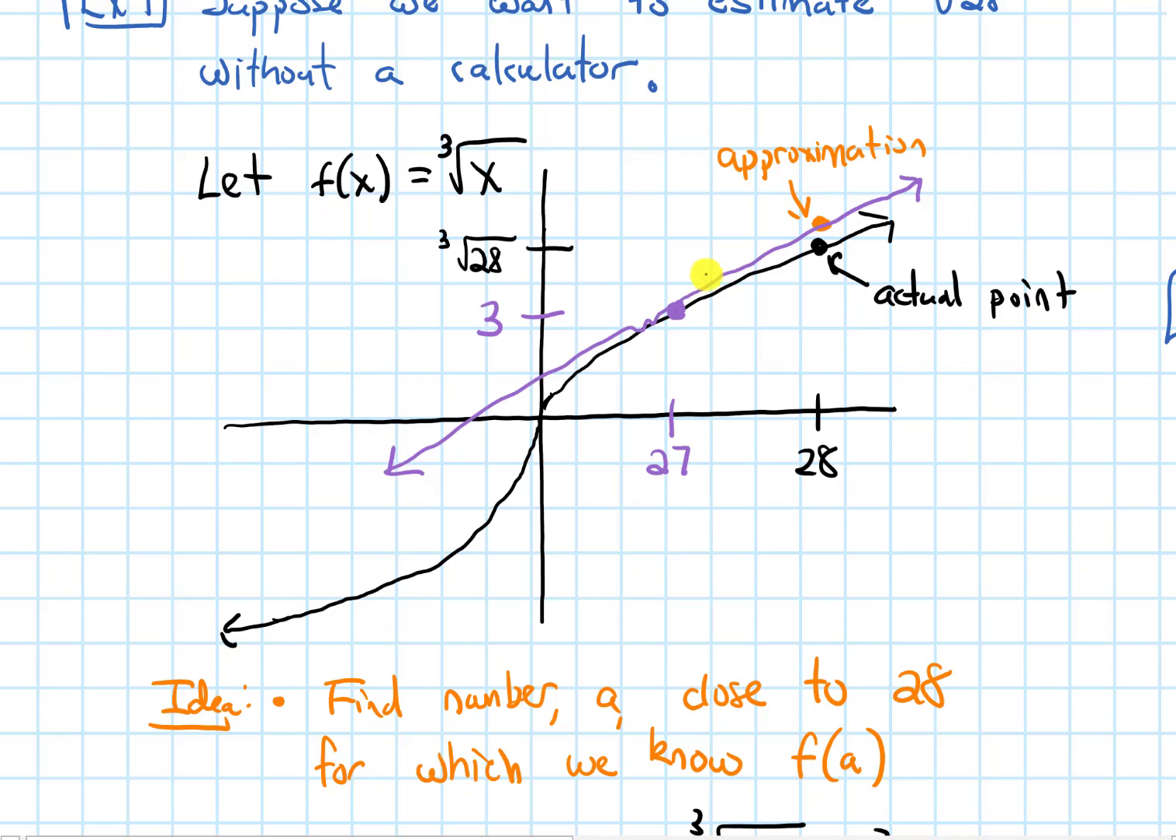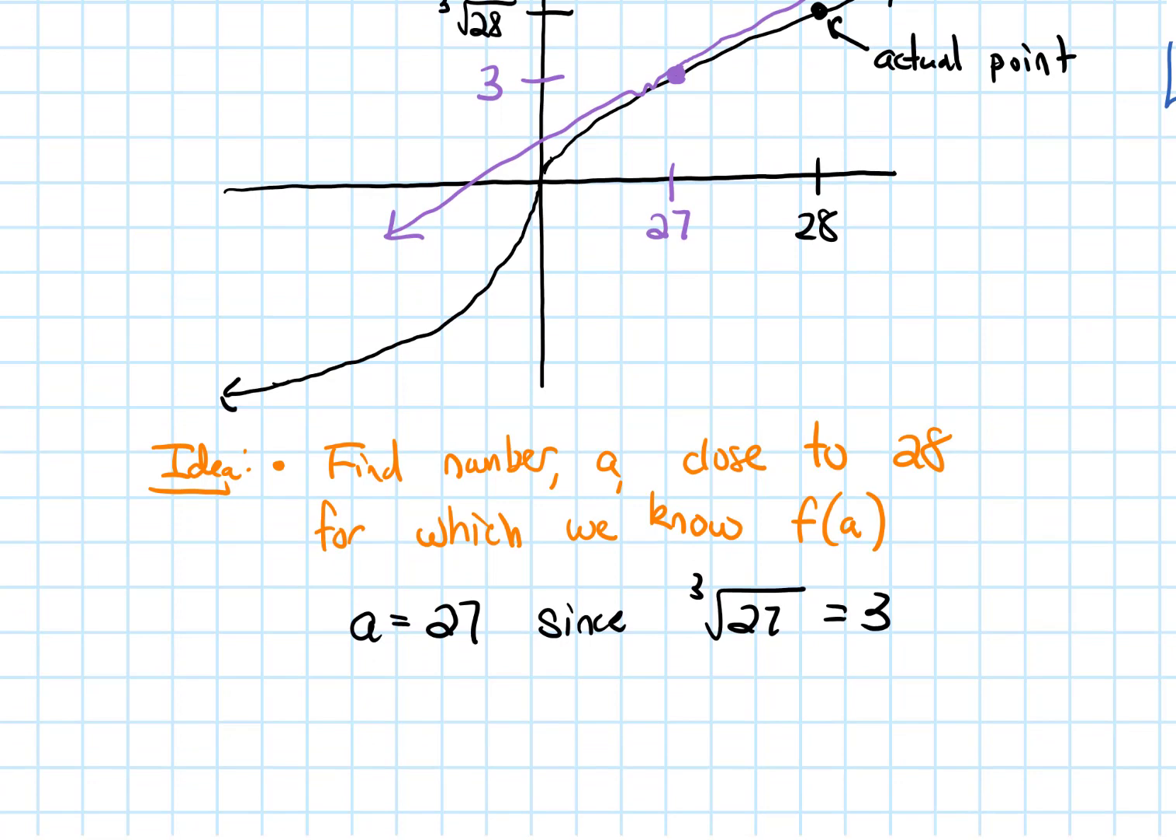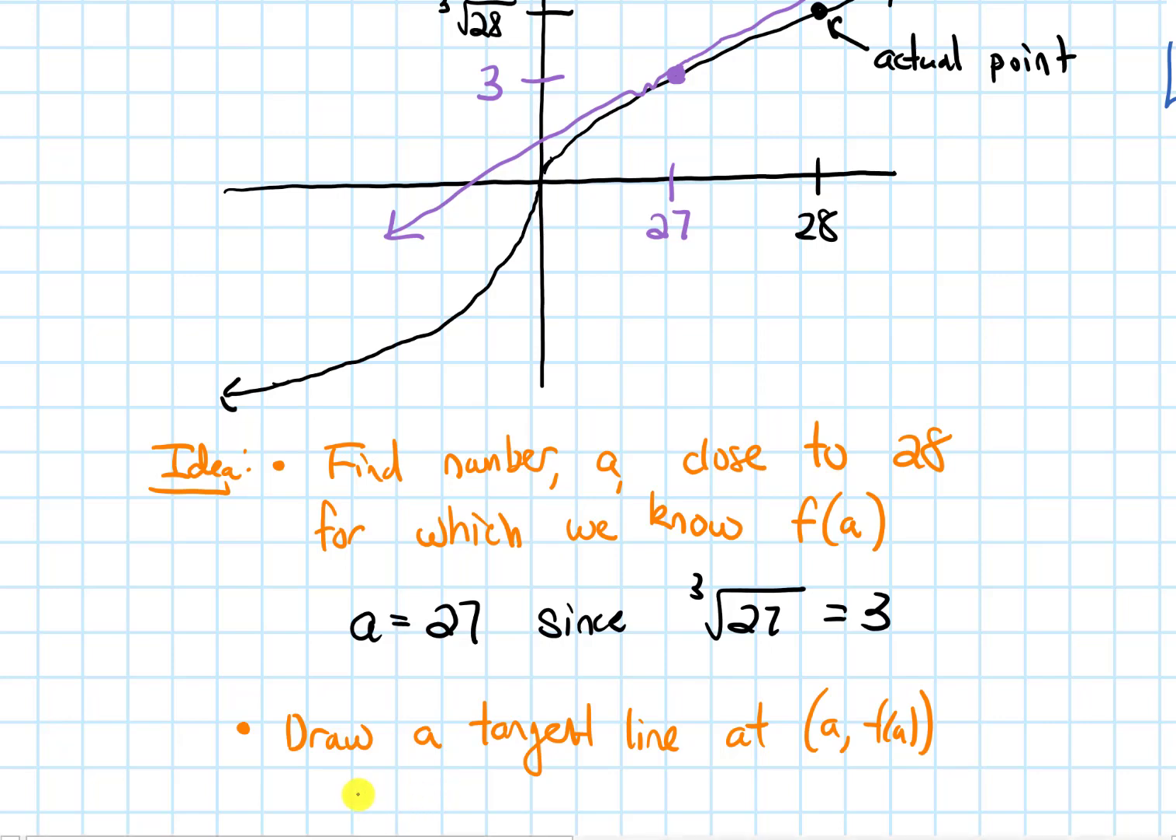So this is the heart of linear approximation. It's all about finding a tangent line at a point close to the point that we care about, and then using that equation of the tangent line and being able to plug something into that tangent line. Okay, let me just write down in words what we just said. So the next step is, well, we draw a tangent line at that point, at a comma f of a. And then we are going to get its equation.